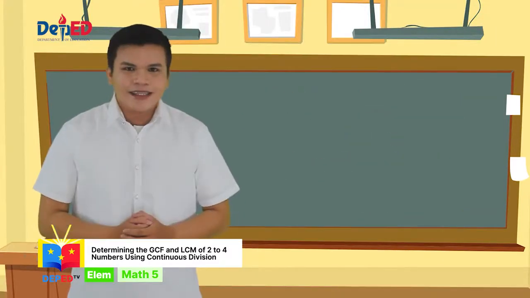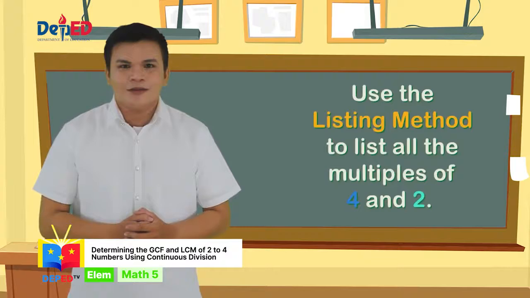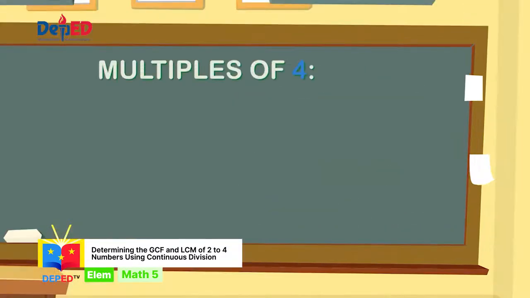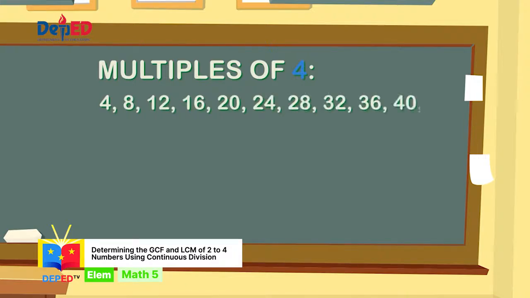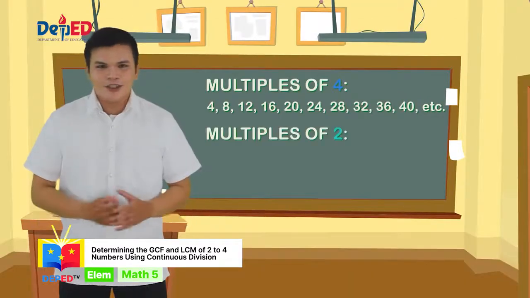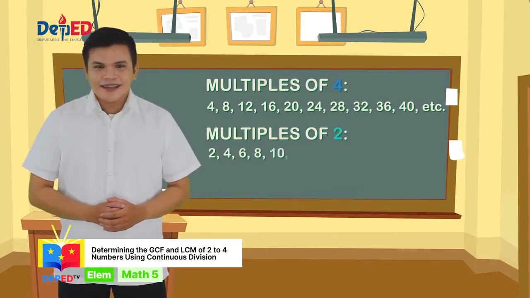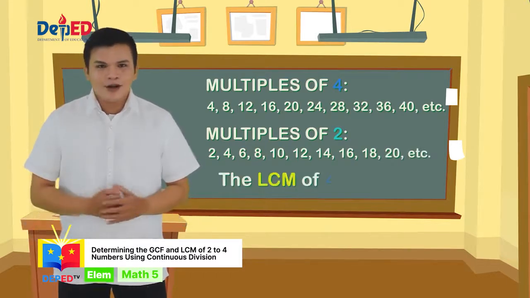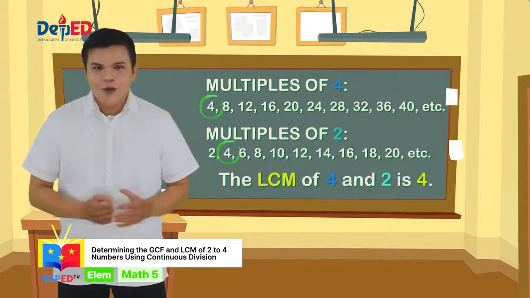Let's check. To check the answer, we can do it through listing all the multiples of 4 and 2, also called the listing method. The multiples of 4 are 4, 8, 12, 16, 20, 24, 28, 32, 36, 40, and so on. And the multiples of 2 are 2, 4, 6, 8, 10, 12, 14, 16, 18, 20, and so on. The least multiple common to 4 and 2 is 4.